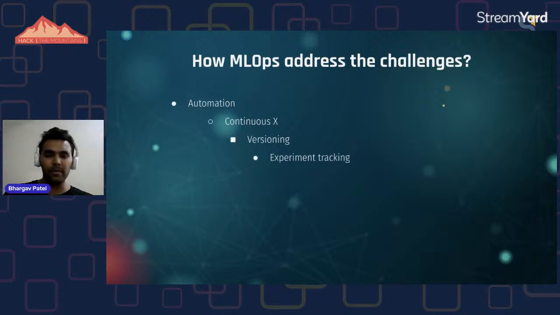Experiment tracking. As I said, multiple people work on the same problem with different approaches, and they are trying different experiments. There should be a central place which tracks all the experiments, which makes it easy to compare those experiments and get the best out of them. And testing. When we say testing in terms of full stack development, it's more of unit testing or integration testing. But when it comes to MLOps, there are a lot of other things that need to be tested, including unit tests and integration tests.